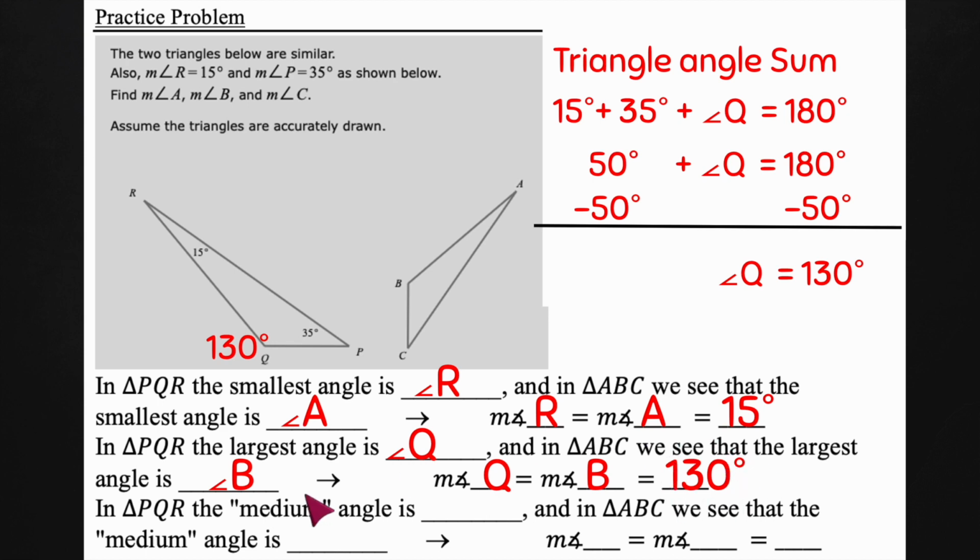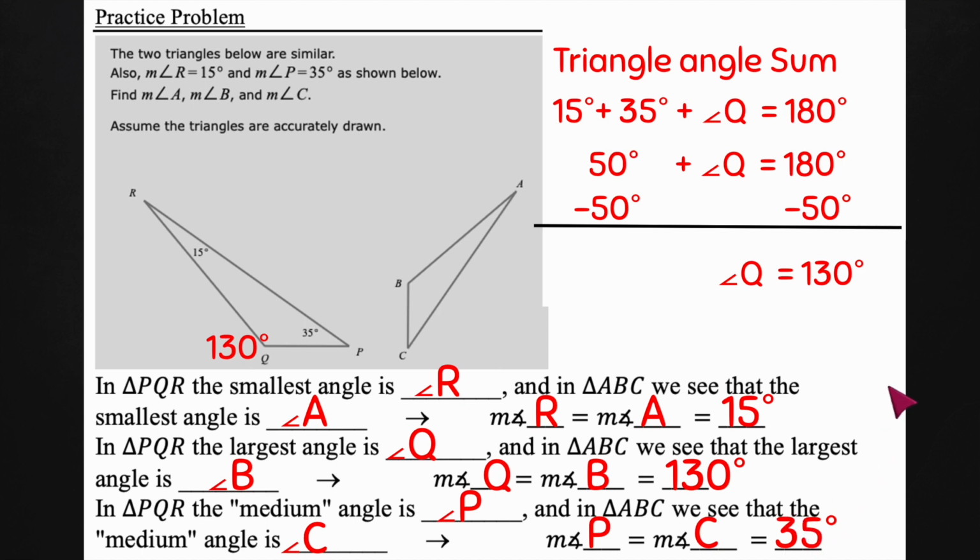All right, the last one here, which is the only one left over, is that medium, middle angle, which is the 35 degrees. That's angle P. So that has to match the only one left over here, which is angle C. So if angle P is the same as angle C, then angle C is 35 degrees.